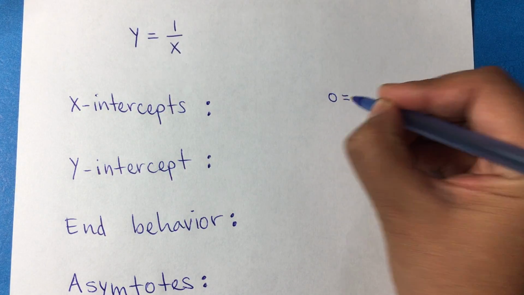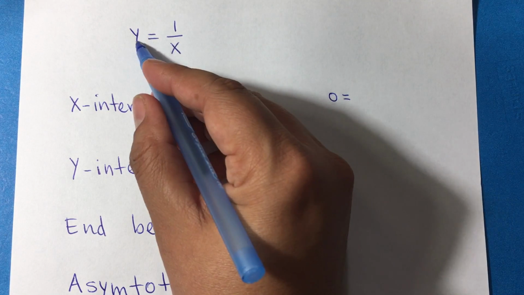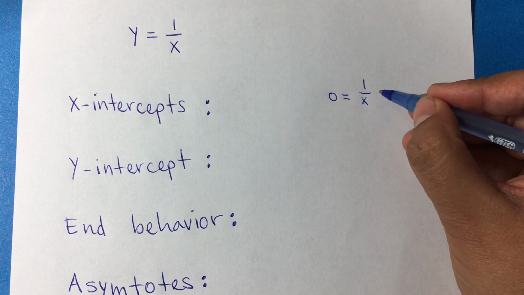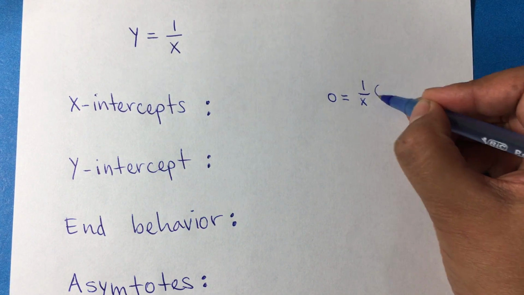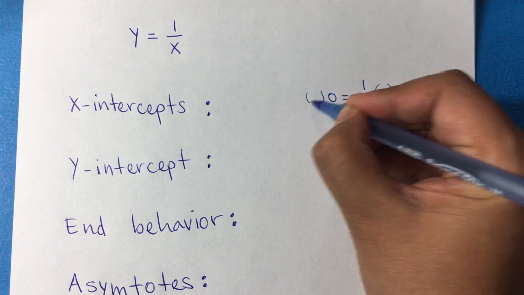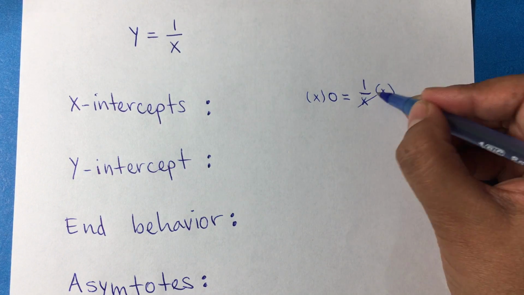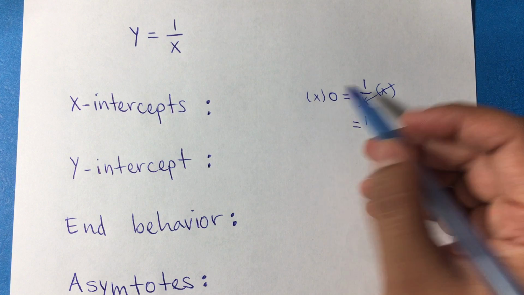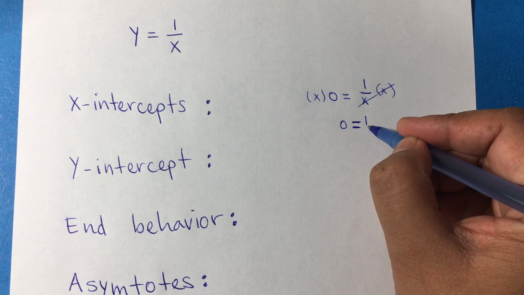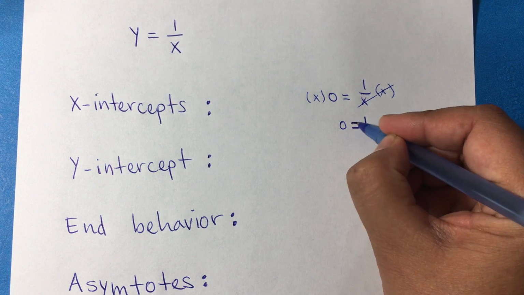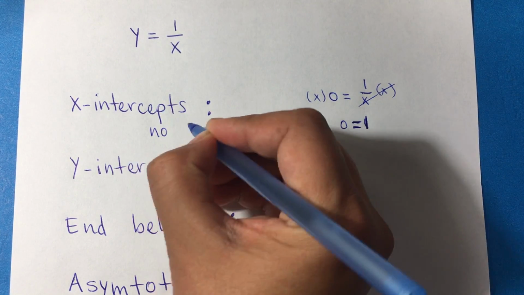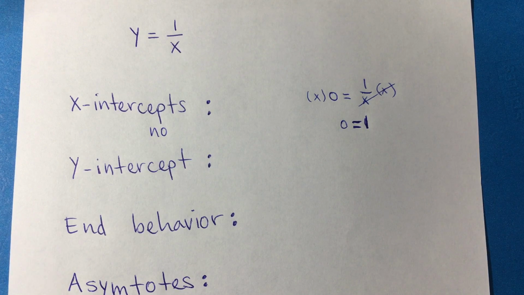And so we put 0 equals 1 divided by x. We cancel by multiplying by x on both sides. These cancel and we get 1 equals 0 times anything, which will always be 0. 0 cannot equal 1. So we say that there are no x-intercepts. It means that it's not going to go through x.